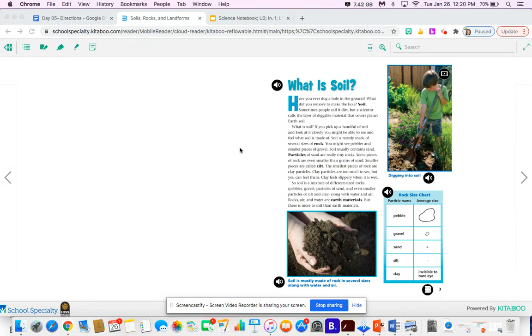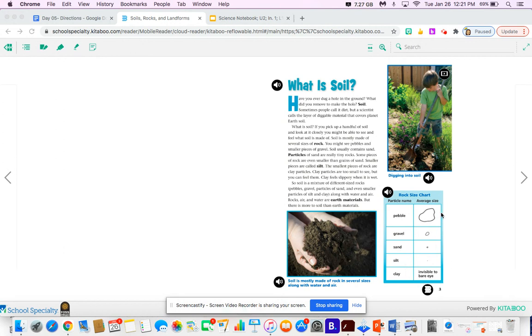So, before heading on to the next page, I just want to discover some of the text features that we have here on this page. Up on the top right corner, we have a boy with a shovel digging into soil, and I can see that by looking at the caption underneath. Over here, we have a chart displayed for us, and it's titled Rock Size Chart. We discussed these types of rocks in our reading up here. Some of the rocks are pebbles, gravel, sand, silt, and clay. And over here is what the size of these types of rocks looks like.